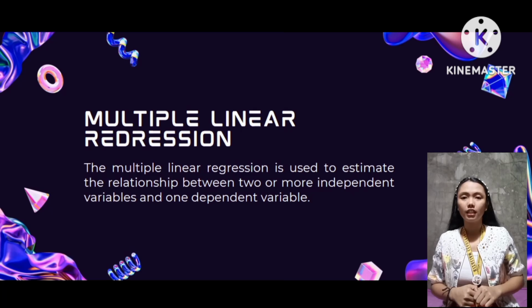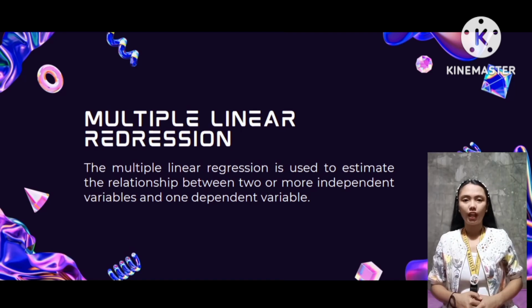So it's stated that the terms in multiple linear regression are the two or more independent variables and the one dependent variable. It is necessary that the independent variables are correlated to the dependent variable, but the independent variables are not necessarily correlated to each other. So the ideal is that all the independent variables should be correlated to the dependent variable but not to each other.